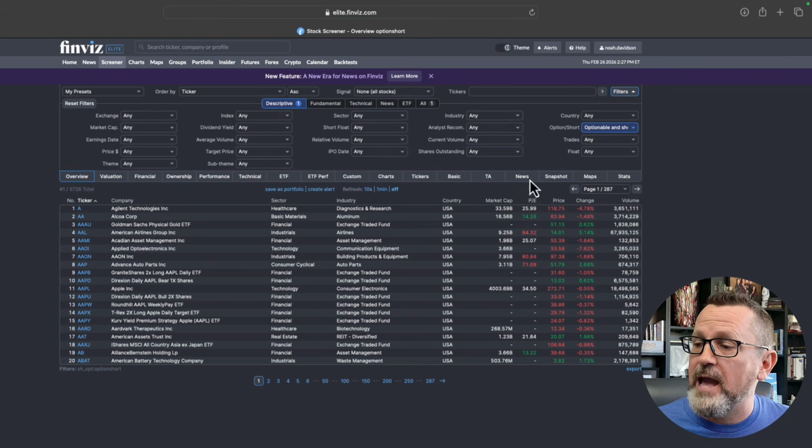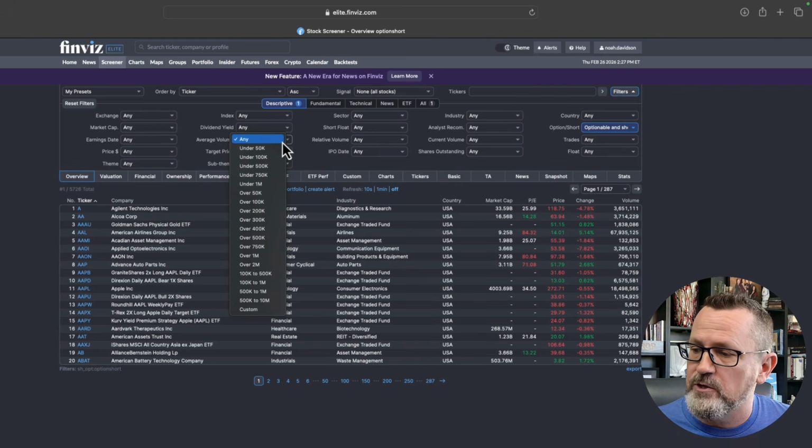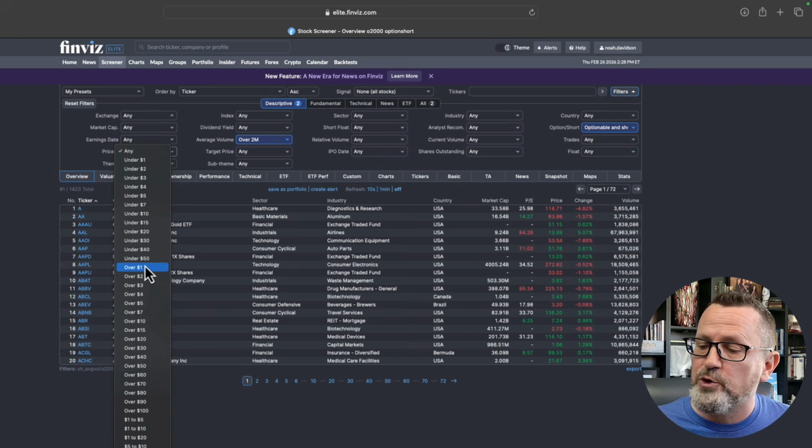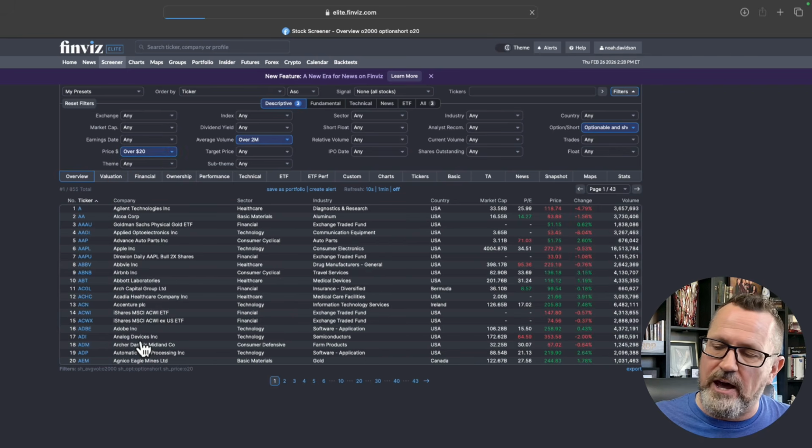Then I will go in and search for liquidity. I just want super liquid stocks, super liquid options. So I'll set that average volume filter to 1 or 2 million. Typically I go 2 million. Then I like to filter out the penny stocks. You can trade them, but I like to get more normalized stocks. Typically, I'll go into the price filter and set that for over 20 bucks. And that just gets rid of a lot of the less reliable stocks that are cheaper.